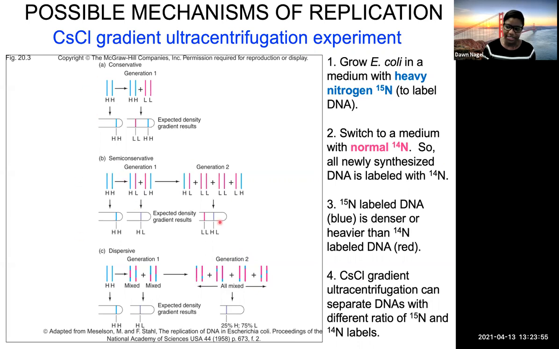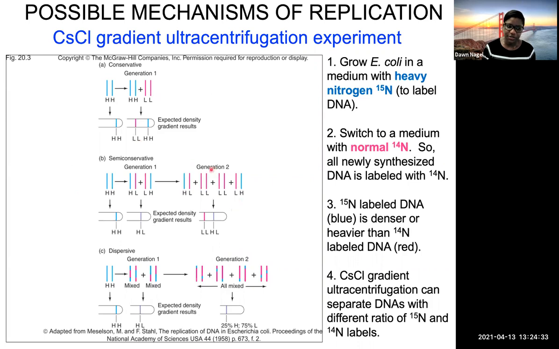So for these three hypotheses, imagine that it's conservative, which we talked about. The DNA is labeled, it's heavy. If it's conservative, after the first round of DNA replication, you will still have the original strand, and then you would have the newly synthesized daughter strands. So when you separate this in a test tube by spinning, you will have two bands, one that's lighter and one that's heavier. This would be what's expected if it's conservative.